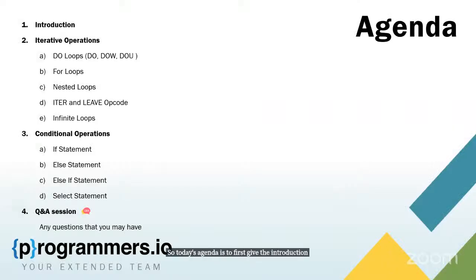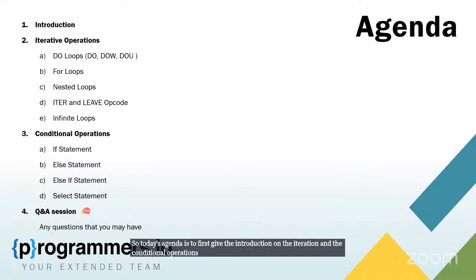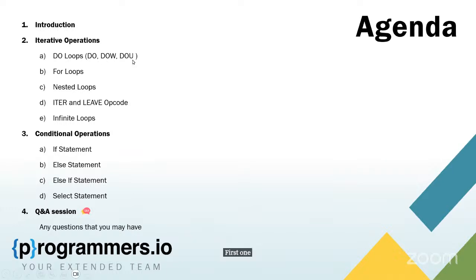To first give the introduction on iteration and the conditional operations. Then the iterative operations are bifurcated into these types of loops. First one is the do loop, which is again divided into these three loops: do loop, do while loop, and the do until loop. Then the for loop, then comes the nested loops.